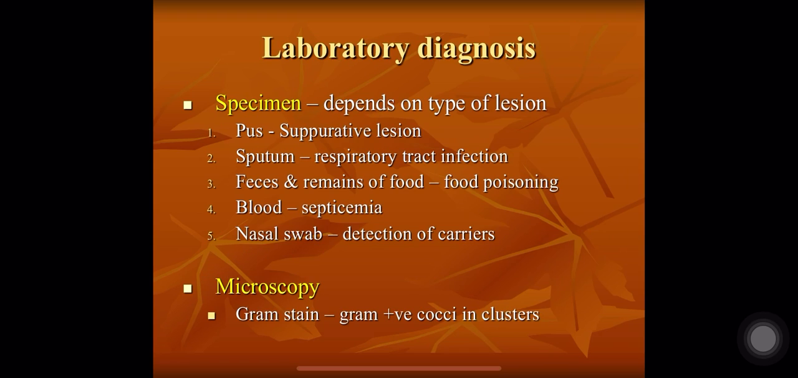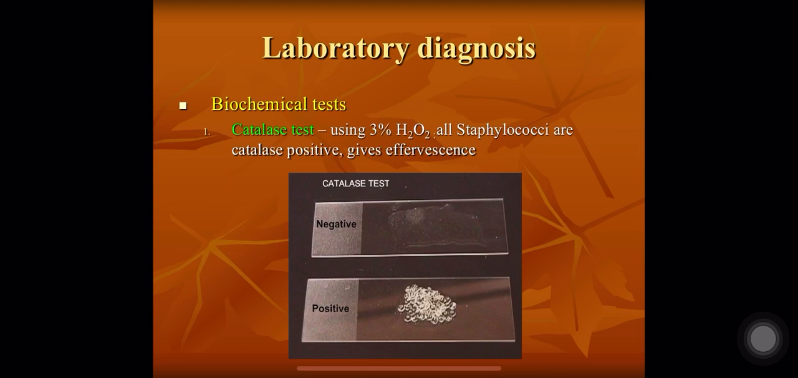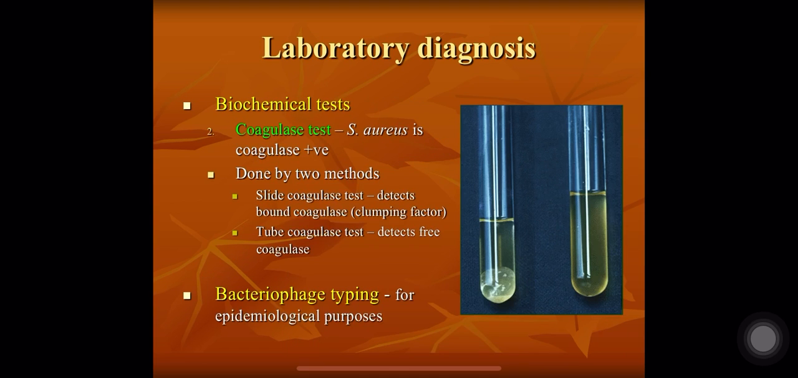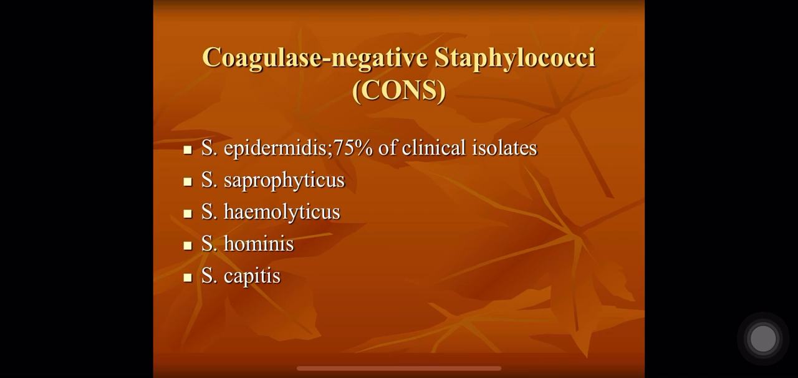In the laboratory, microscopy can be done initially, which shows gram-positive cocci in clusters in the Gram stain, growing on nutrient agar, blood agar, MacConkey agar. Selective media like Ranson's medium and mannitol salt agar can be used. Biochemical tests like catalase test and coagulase test can be performed, and the battery of tests or signature features of Staph aureus that were mentioned earlier can be used for identification of Staph aureus.